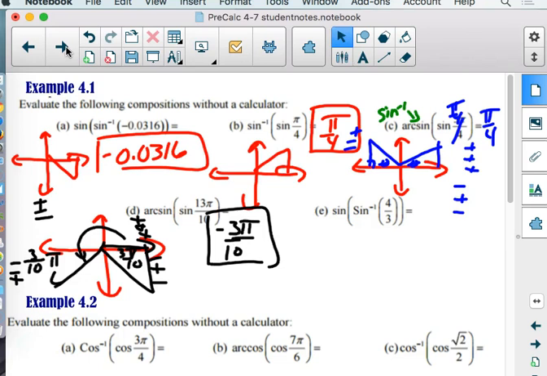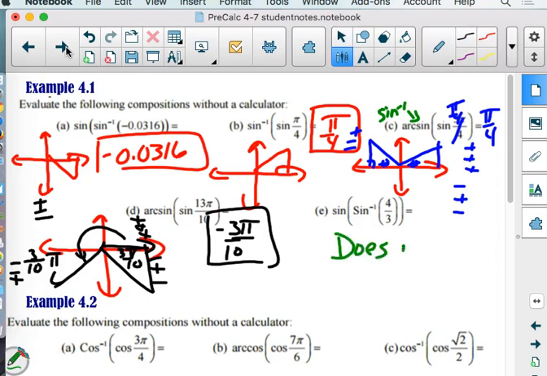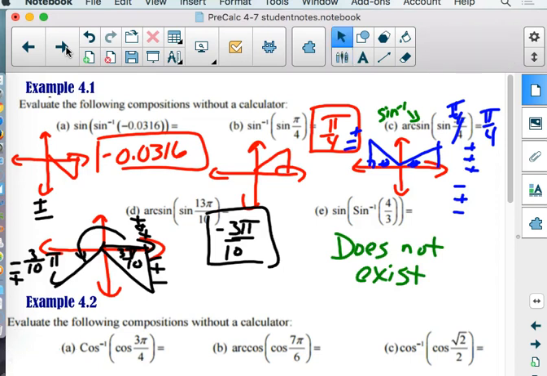Alrighty, E. Inverse sine of 4/3. Wait a minute. Inverse sine of 4/3. What's wrong with that? Yeah, that can't happen. This number is bigger than 1. Remember, for us to take those inverses, it's got to be between -1 and 1. So what do we put down? Does not exist. Can't do it. It was a trick question. 4/3 is bigger than 1. So we can't do the inverse then.